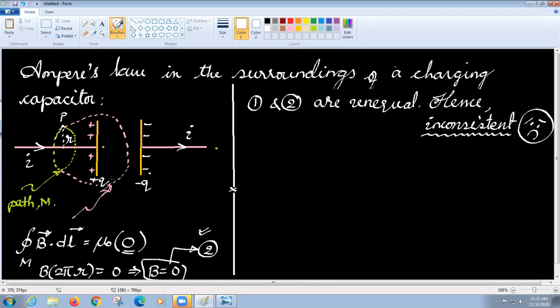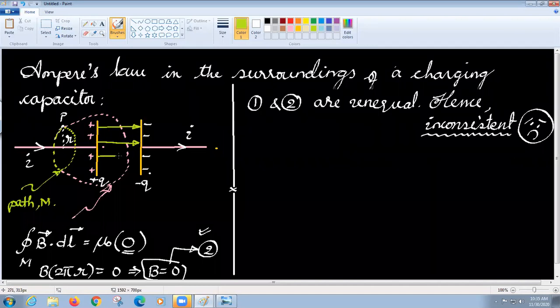He corrected it by including a term, that is displacement current. Now, again, you come to this figure. See, slowly charges are building up on the ends of these two plates. I'm just showing you one of the edges of the plates, not its full plate dimensions. So now a charge is slowly building up, that means charge is increasing slowly.